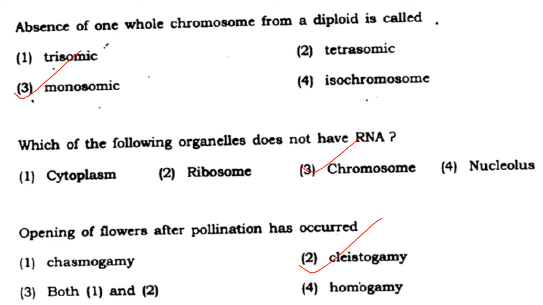Next one. Which of the following organelles does not have RNA? Option 1 cytoplasm, 2 ribosome, 3 chromosome, 4 nucleolus. Answer is option 3 chromosome. Next one. Opening of flowers after pollination has occurred. Option 1 chasmogamy, 2 cleistogamy, 3 both 1 and 2, 4 homogamy. Answer is option 2 cleistogamy.